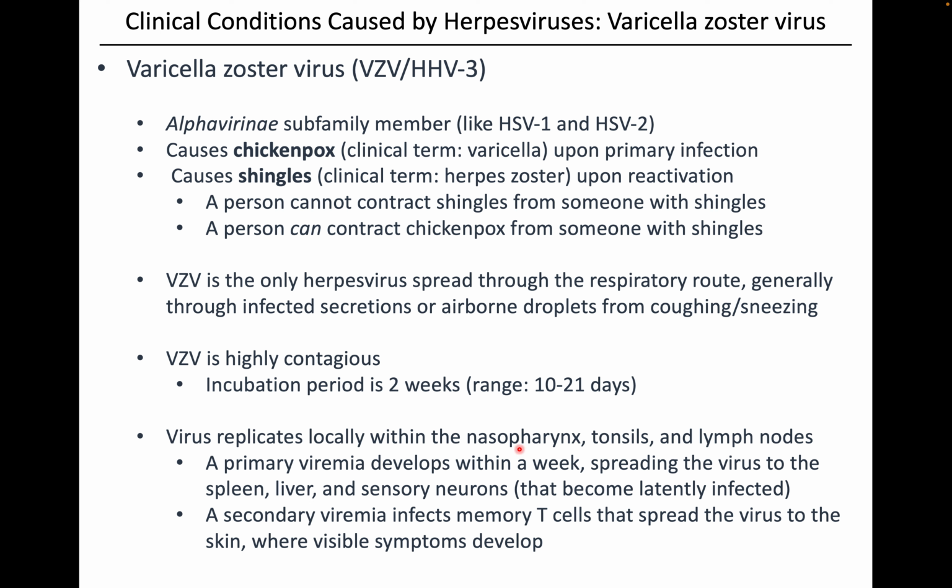And it may not surprise you to learn that the virus likes to replicate in the nasopharynx, the tonsils, lymph nodes. You'll get a primary spread through the bloodstream, primary viremia, within usually the first week of an initial infection. That's going to spread virus to spleen, liver, some other sensory neurons, which are where the virus is eventually going to become latent. Then you'll get a secondary spread through the bloodstream that's going to spread the virus to the skin, which is where you're going to get those typical symptoms.